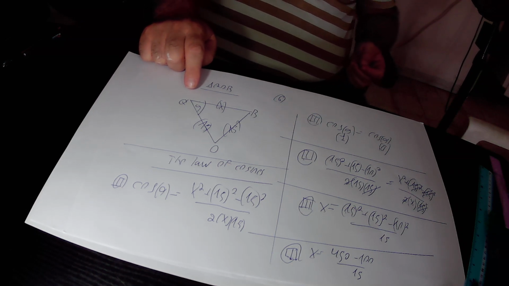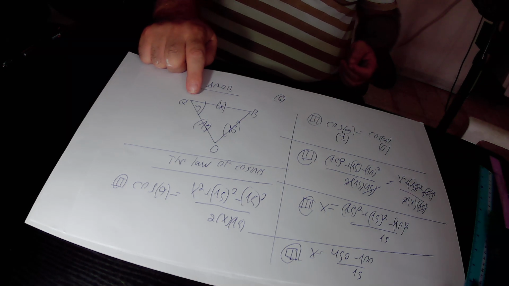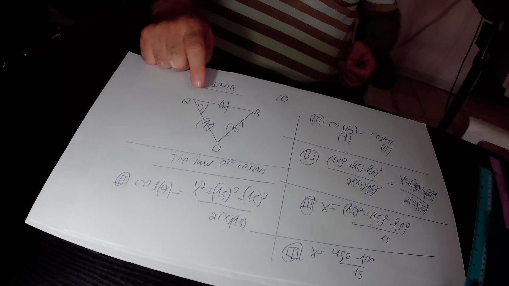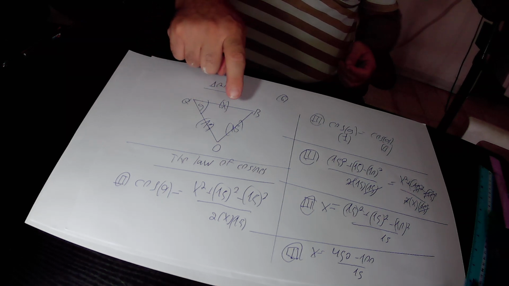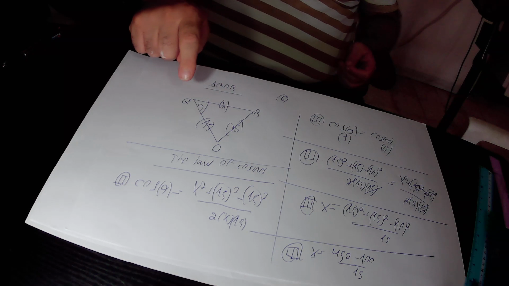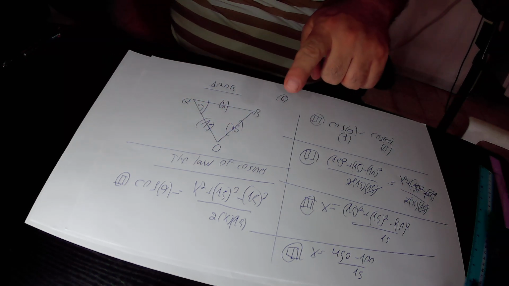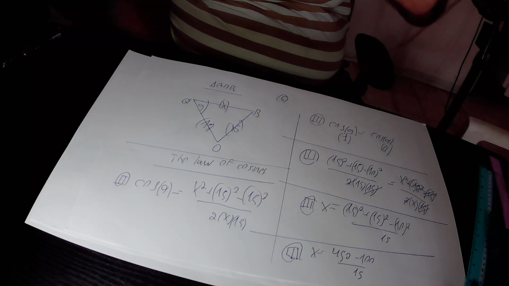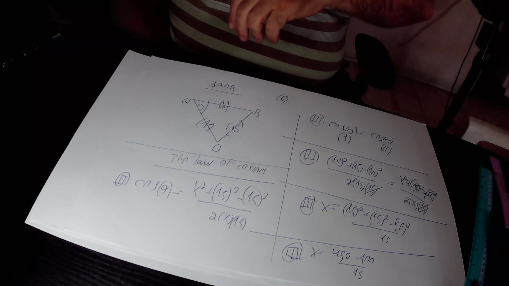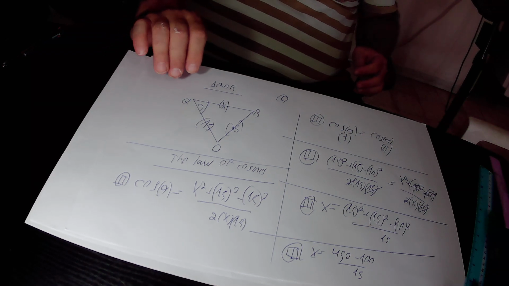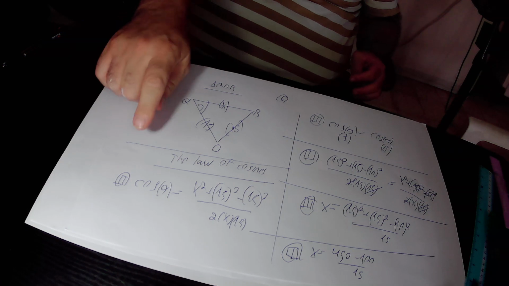In this triangle QOB, according to the law of cosines, this is equation 2: cosine alpha equals x squared plus 15 squared minus 15 squared over 2 times x times 15. So we have two different equations for cosine alpha, equation 1 and equation 2.